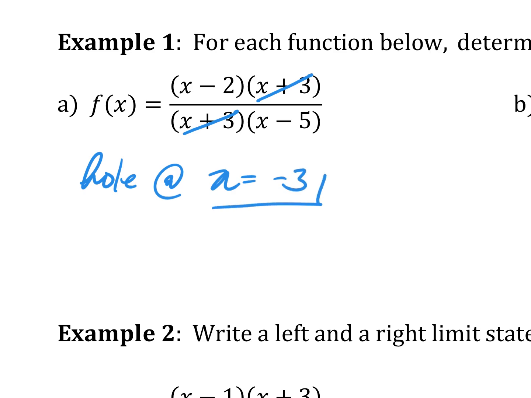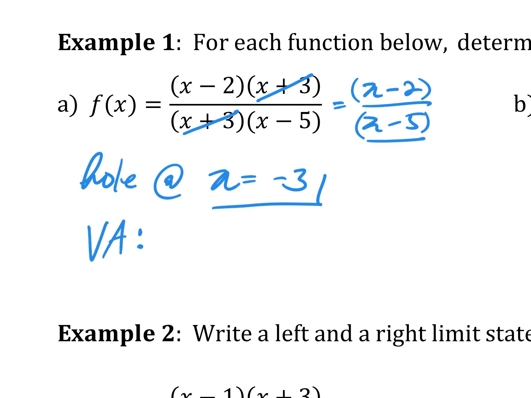Now, if you're going to be writing what is left here, you have x minus 2 on the numerator and you have x minus 5 in the denominator. This factor is now going to serve as your vertical asymptote. Therefore, your vertical asymptote here is located at x is equal to 5.